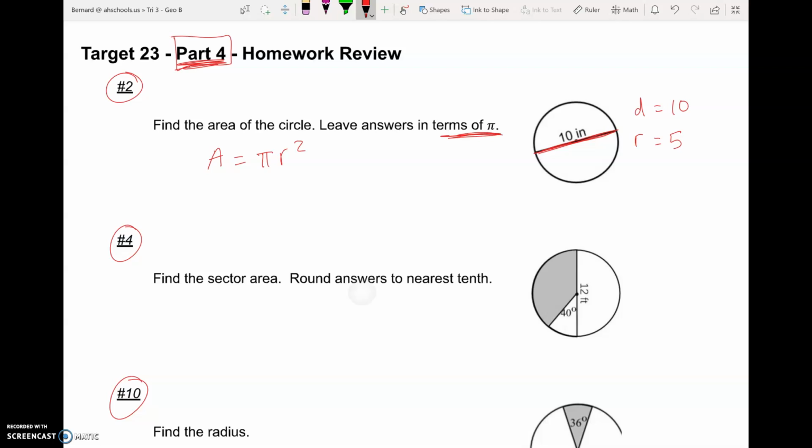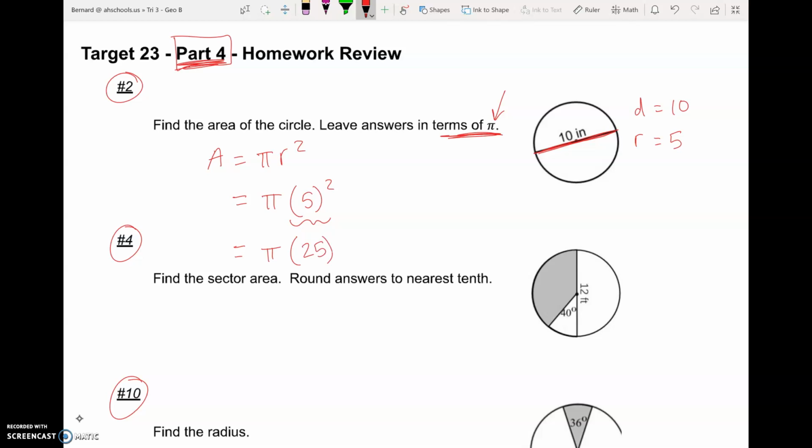And so let's do that. Area of this circle will be pi times 5 squared. And then remember, when we want to leave it in terms of pi, we're just going to leave pi there. We're not going to plug that into our calculator. We are simply going to square 5. And we'll see what that is. And 5 to the second power is 25. So this is like pi times 25.